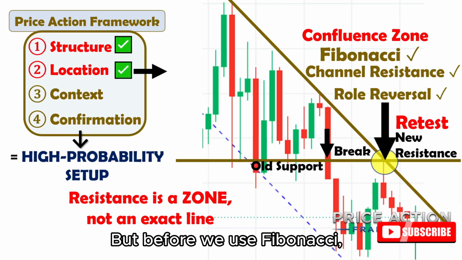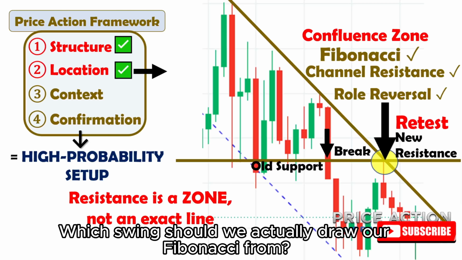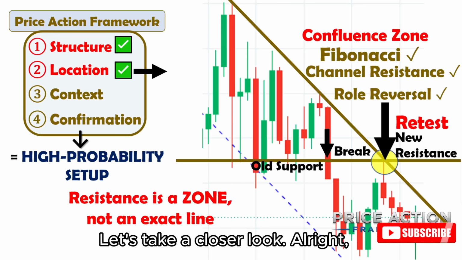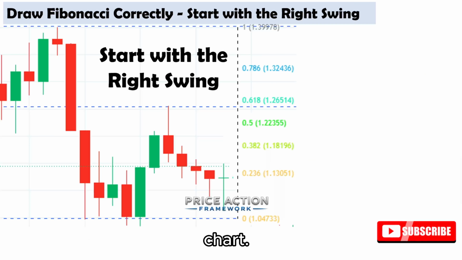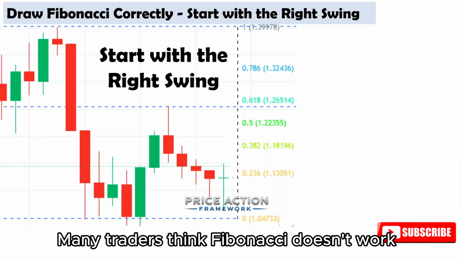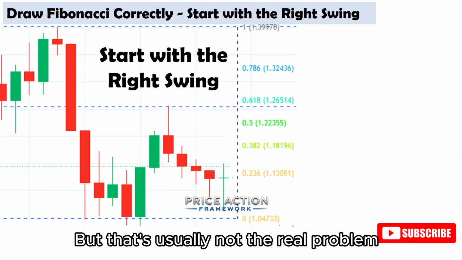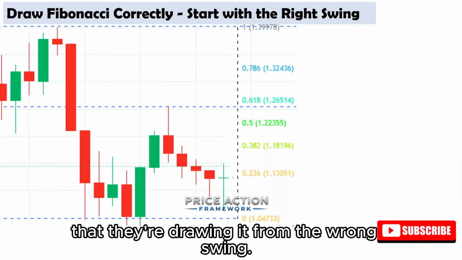But before we use Fibonacci, we need to answer one simple question. Which swing should we actually draw our Fibonacci from? Let's take a closer look. All right, let's zoom in and take a closer look at the euro-dollar chart. Here's the mistake I see all the time. Many traders think Fibonacci doesn't work, but that's usually not the real problem. The real problem is that they're drawing it from the wrong swing.